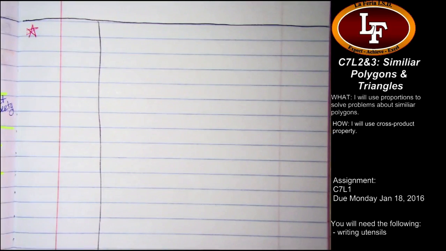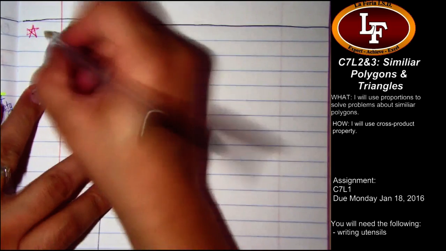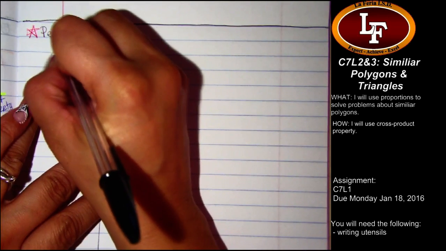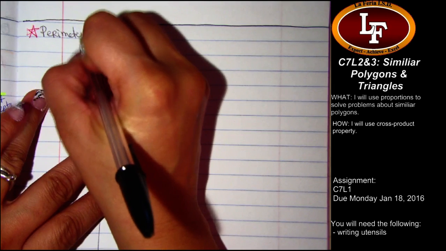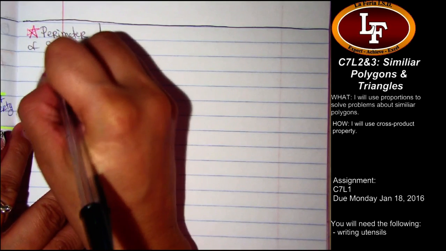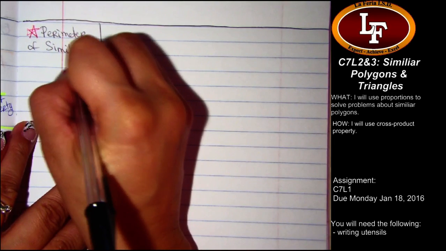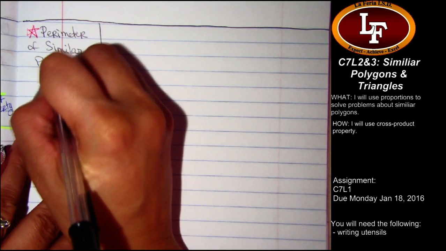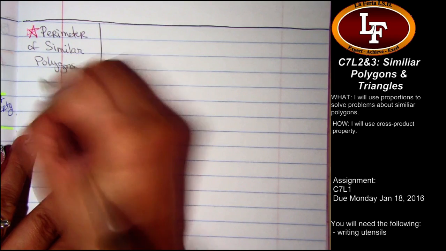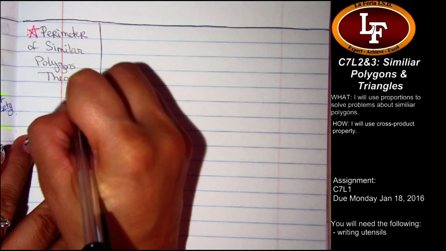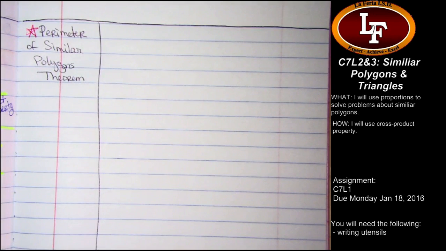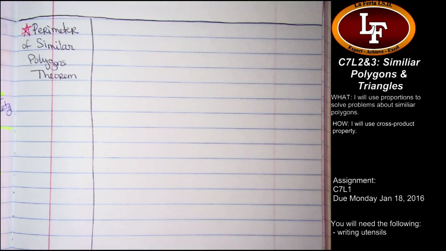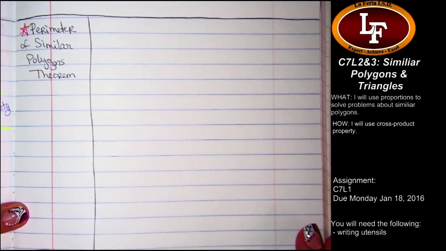Oh no, let's figure it out after our last example. We're almost done. This is the final topic for today. This topic is called the perimeter of similar polygons theorem. Since this is a theorem, you can probably expect to have to prove it with a formal two-column proof sometime between now and the end of the year.